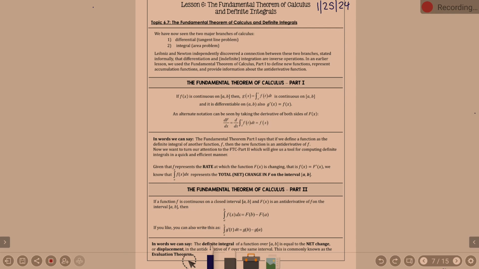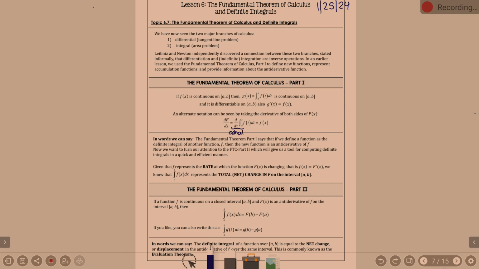Alternate notation can be seen by taking the derivative of both sides. I don't remember if I talked about that or not, but what we did kind of talk about is what's happening right here. The derivative and the antiderivative sign are going to cancel each other out, aren't they? Okay? And so that's kind of the idea of the part 1 there. So in words, fundamental theorem part 1 says that if we define a function as the definite integral of another function, f, then the new function is an antiderivative.